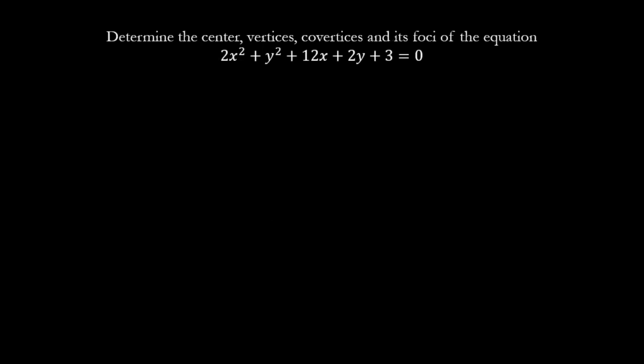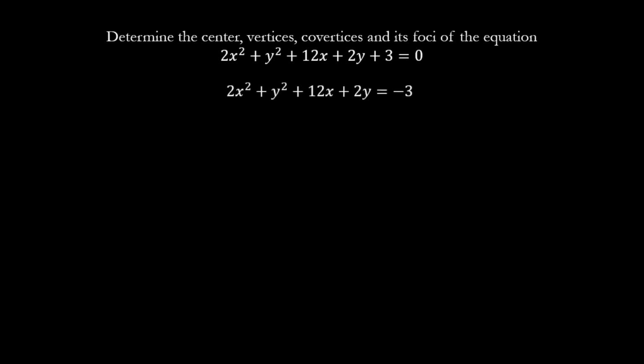So, determine the center, vertices, co-vertices, and its foci of the equation 2x squared plus y squared plus 12x plus 2y plus 3 is equal to 0. Okay? So, before we start our solution, make sure kailangan master nyo na ang completing the square and yung other ideas like yung transposing and factoring, okay? So the first step of the solution is lilipat natin ng constant sa right side. So ang constant na nandito is positive 3. So lilipat natin yung 3 sa kabila.